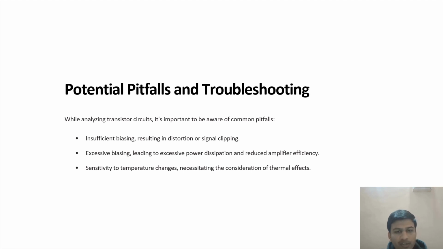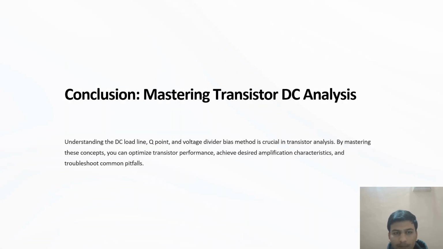There are some potential pitfalls and troubleshooting. While analyzing a transistor, it's important to be aware of common pitfalls. Insufficient biasing results in distortion of signals, clipping. Excessive biasing leads to excessive power dissipation, that is, more power is consumed, and reduces amplification efficiency. The circuit can also be sensitive to temperature changes, necessitating the consideration of thermal effects.